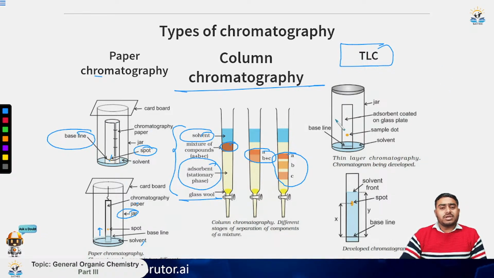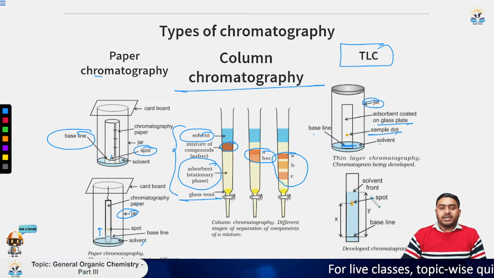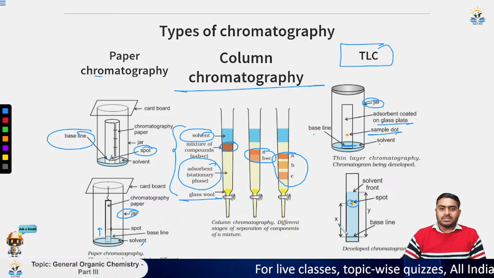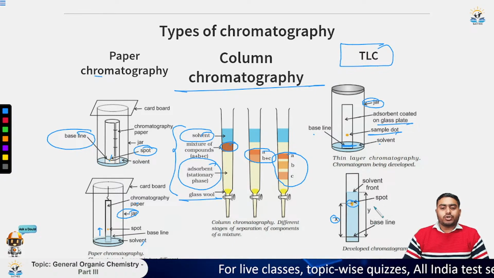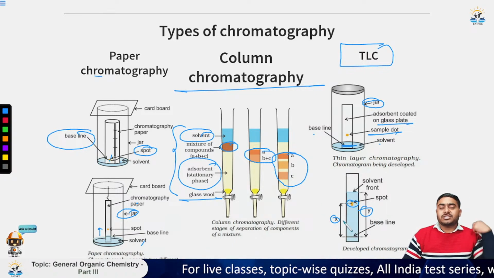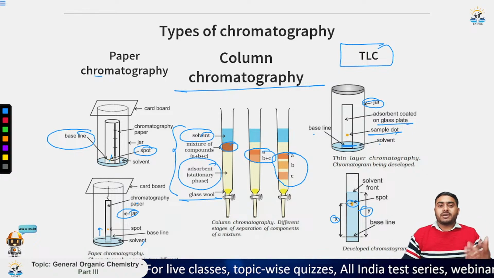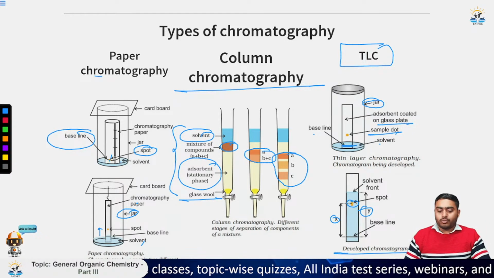In thin layer chromatography (TLC) we have to use a glass plate, an adsorbent coated on the glass plate. This is the sample dot, this is the solvent, this is the baseline, and this is the jar. This is the solvent front. You can measure the distance of the solvent and the distance traveled by the spot. So this is the developed chromatogram.